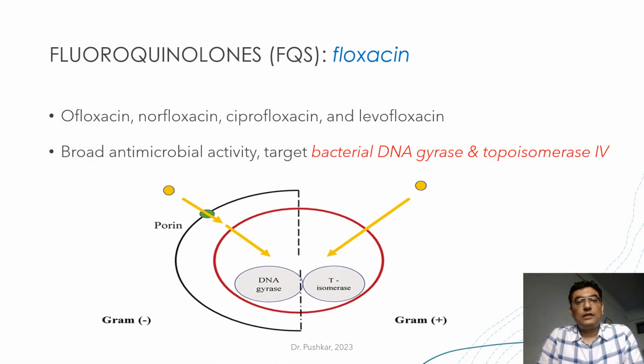So then let's start with the fluoroquinolones. The fluoroquinolones, or FQs, end with the suffix floxacin. The most commonly used examples are ofloxacin, norfloxacin, ciprofloxacin and levofloxacin. These are the most commonly used examples of the fluoroquinolone antimicrobial agents that are used in daily practice. How do they act?